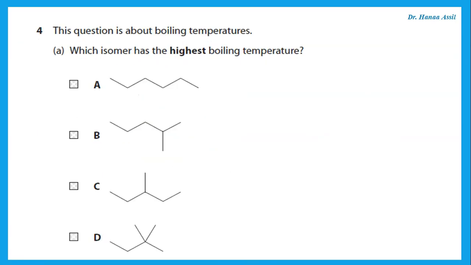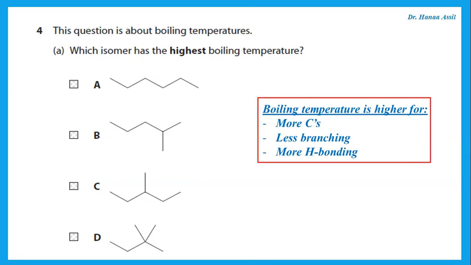This question is about boiling temperatures. Which isomer has the highest boiling temperature? Well, what determines the boiling temperature? You have to remember, boiling temperature is higher if we have more carbons and less branching, that means longer chains. Straight chains will have higher boiling temperatures than branched.